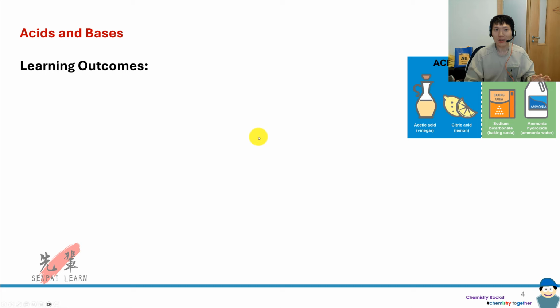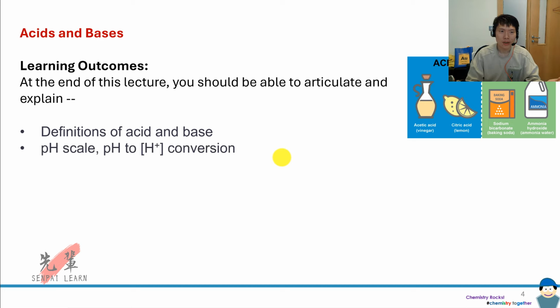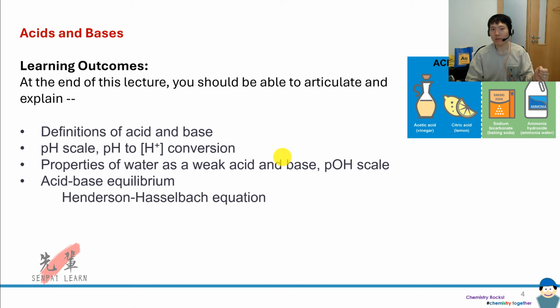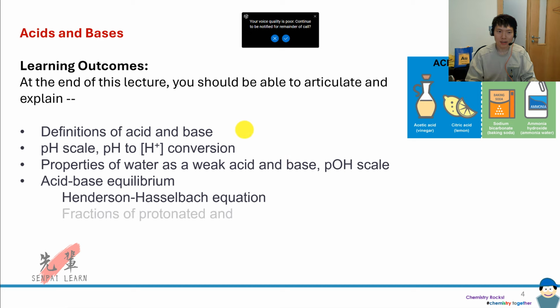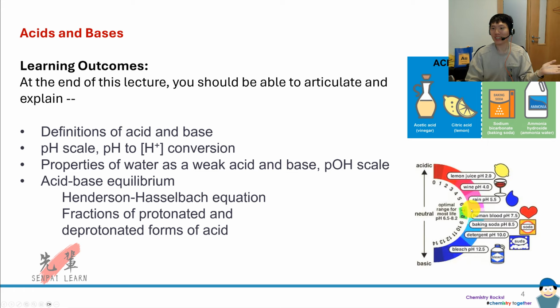So the learning outcome here is that by the end of today's lecture, you will be able to articulate and explain the definitions of acid and bases. Don't just tell me vinegar. What's the pH scale, the pH to H plus concentration conversion, and the properties of water as both a weak acid and base. And what is the pOH scale? The acid-base equilibrium, the HH equation, we call the Henderson-Hasselbalch equation, fractions of protonated and deprotonated forms of acids. Okay, pretty much that is it.